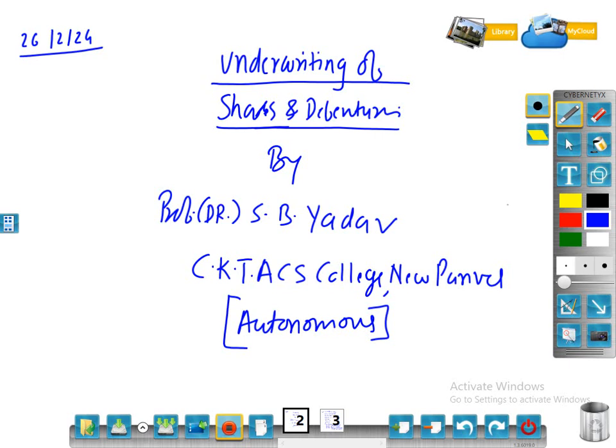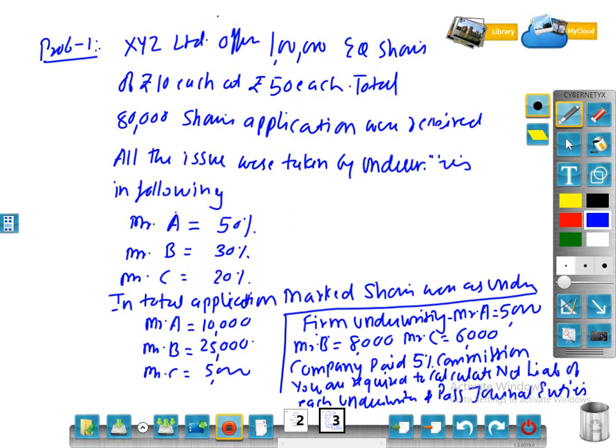So I'll read that question for you first. Try to understand that question. That is problem number 1. XYZ Limited offers 1 lakh equity shares of rupees 10 each at rupees 50. How many shares are offered? 1 lakh. What is the issue price? Issue price is rupees 50. 10 rupees is the face value, 40 rupees is securities premium. So the issue price is 50.